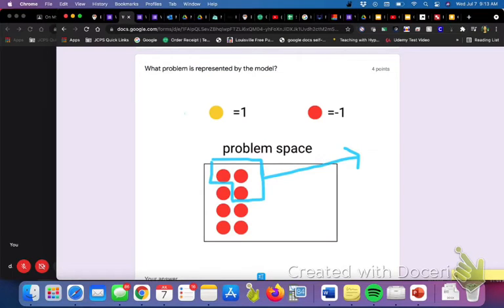In problem number 2, once again, we don't have any yellow chips. So we're not paying attention to those for right now. Let's look down in the problem space and see what we started with. So we originally had 1, 2, 3, 4, 5, 6, 7, 8 red chips, right? So we started out with negative 8.